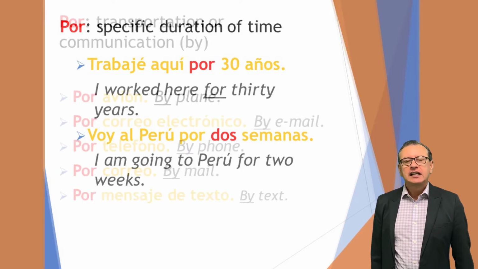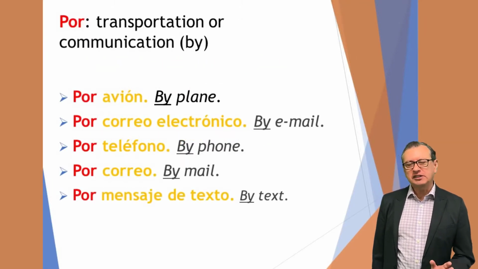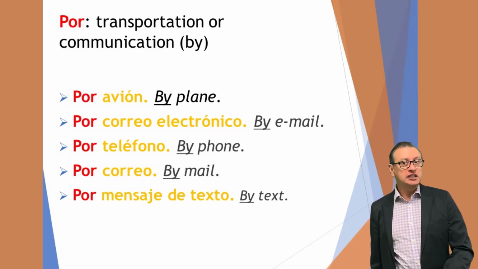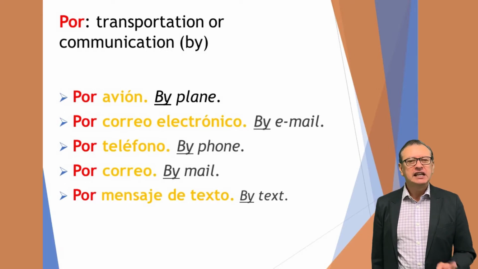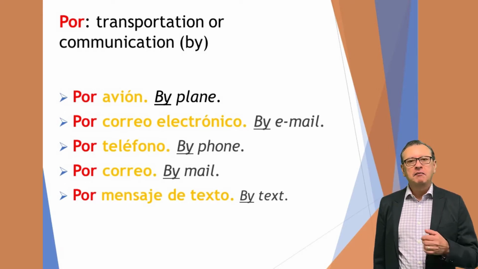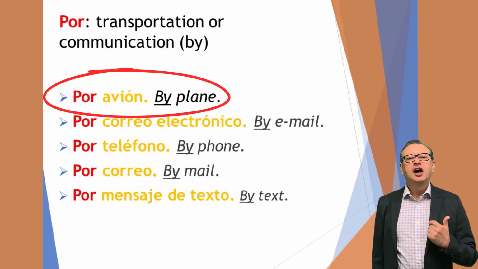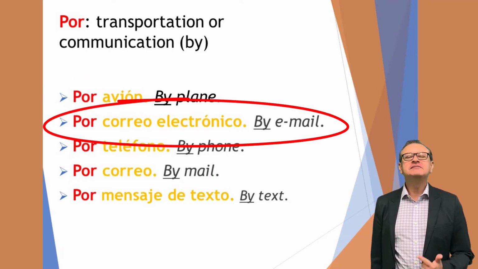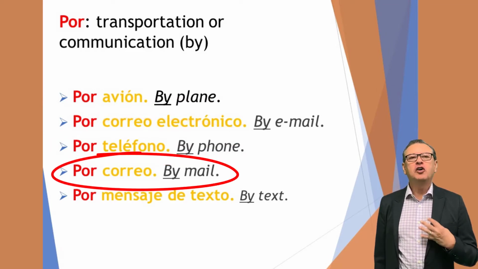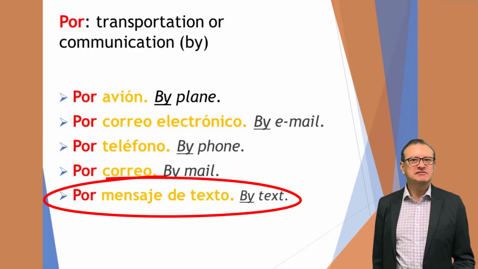Number 3, transportation. This is important because it has not only to do with transportation, but also with the way you communicate with people. This is mostly when you translate in English by. For example, por avión, por correo electrónico, por teléfono, por correo, or por mensaje de texto.